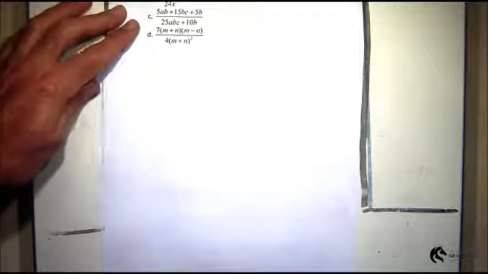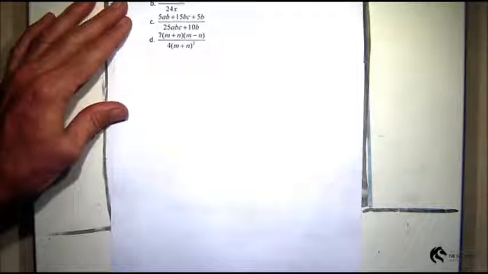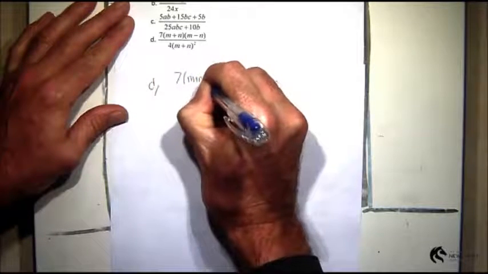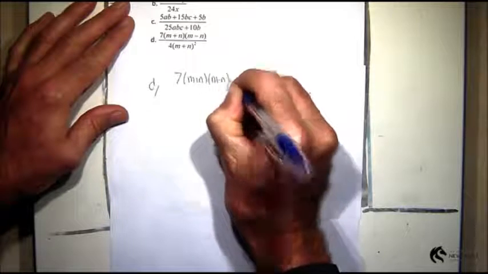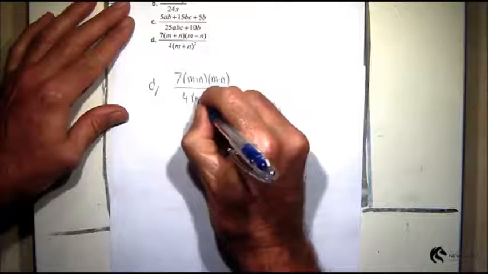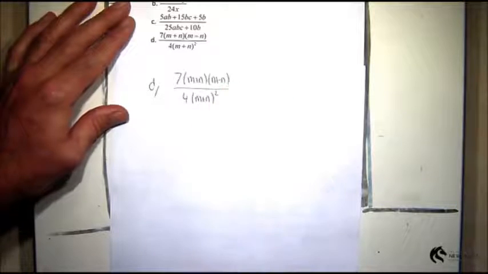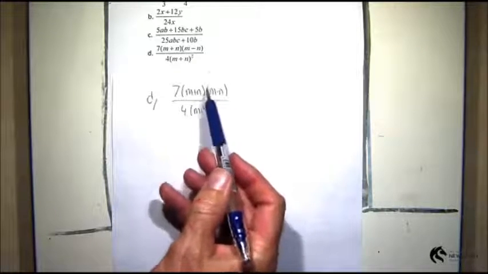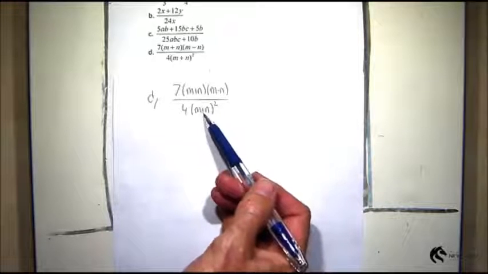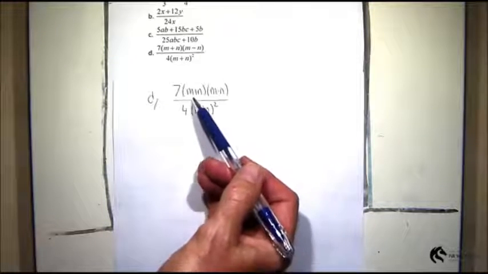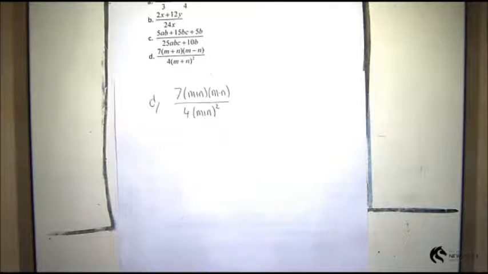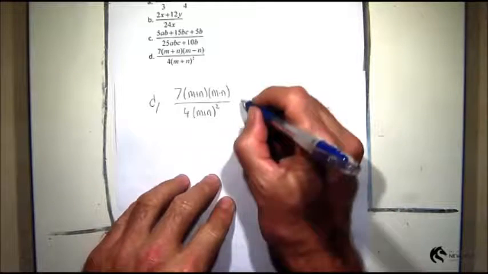And so lastly, let's do D. D says 7 times m plus n times m minus n all over 4 lots of m plus n all squared. Now, on looking at that, it looks really tempting. Look, I've got a difference of 2 squares here, and I've got a square of a binomial here. So it looks really tempting to simplify the numerator and to simplify the denominator. But in this case, that doesn't turn out to be a clever thing to do.